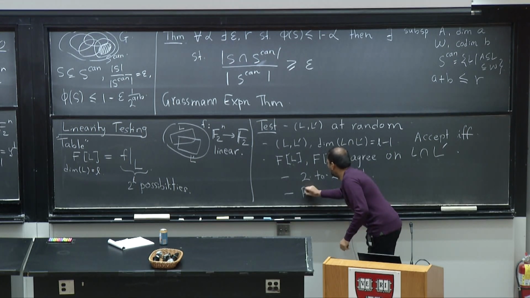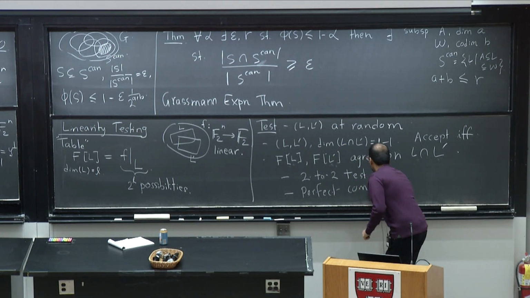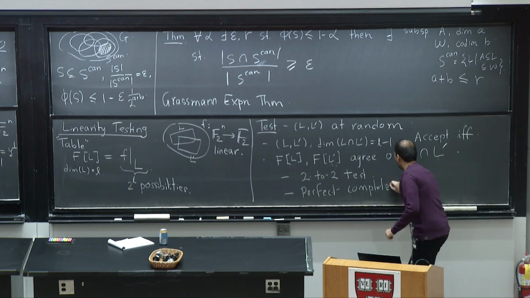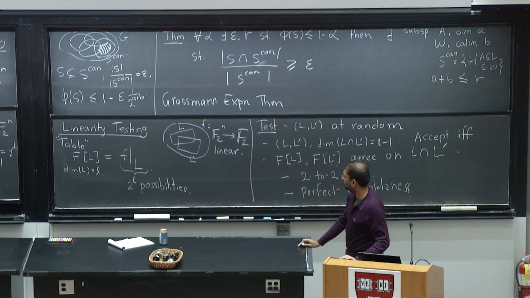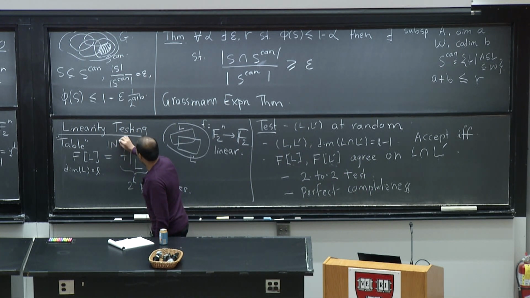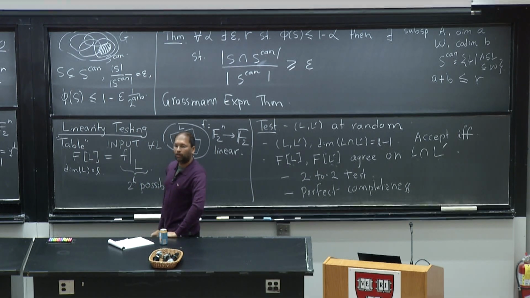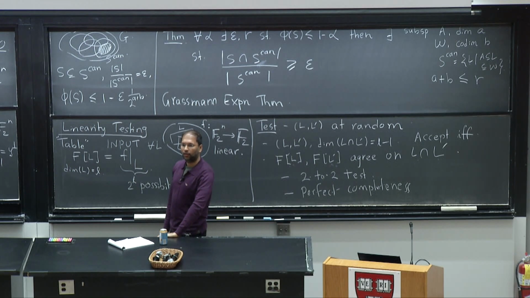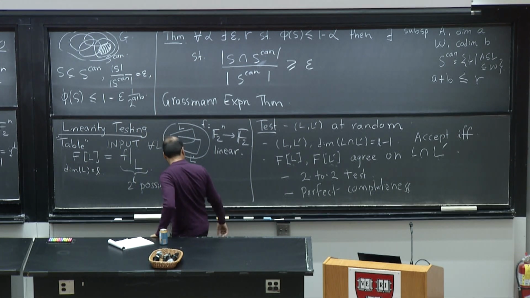Also, this has what is called perfect completeness, meaning if everything is, yeah. Right. So this is the input for every L. There is no little f as far as the input is concerned. Exactly. Right. So input is just this, right?